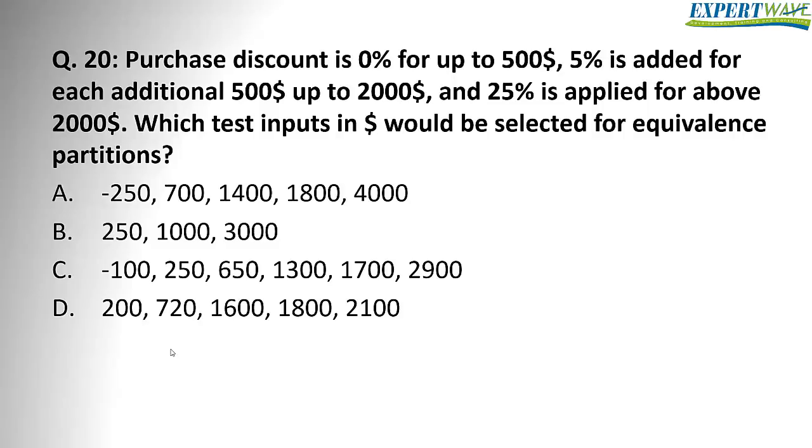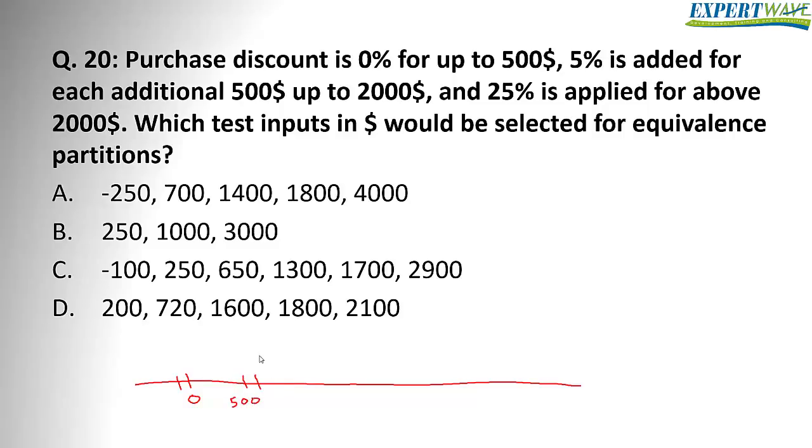So we are talking about an equivalence partitioning question. It didn't specify valid or invalid partitions, which means we should consider both valid and invalid partitions. Read the question carefully to specify the partitions. This is the most important step in such questions, to specify the partitions correctly. First partition would be from 0 to 500, where discount is 0%.